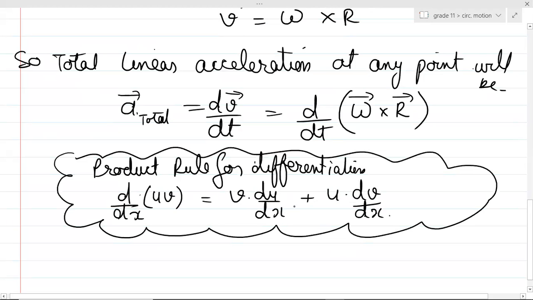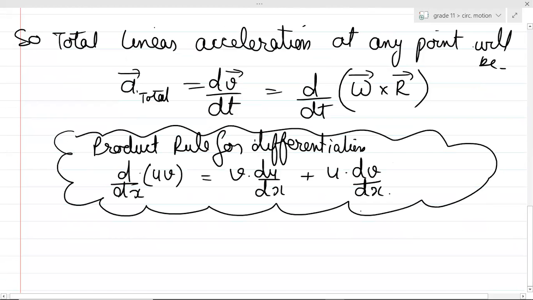Did anyone remember this? Guys, do you remember this product rule in differentiation we did? Yes, everything is forgotten.